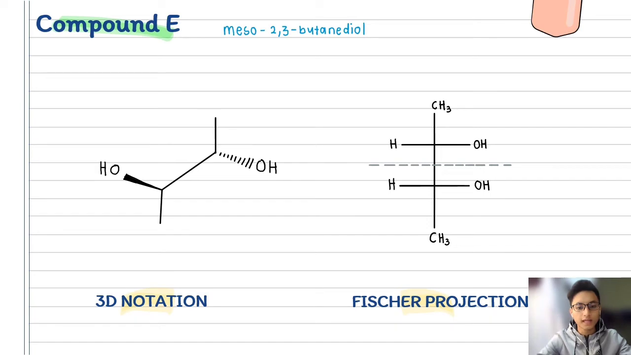We can prove that it is a meso compound by converting the 3D notation of this compound to its Fischer projection. From the Fischer projection, we can see that it has a chiral center, but it is achiral due to its plane of symmetry. We can draw the line of symmetry at the middle, and we can see that the upper and lower parts of this compound are the same. That means it is symmetrical, thus proving this compound is a meso compound.